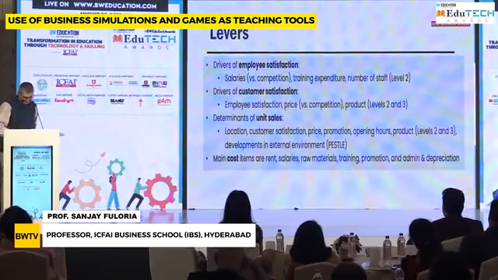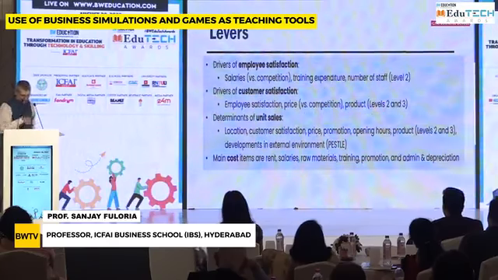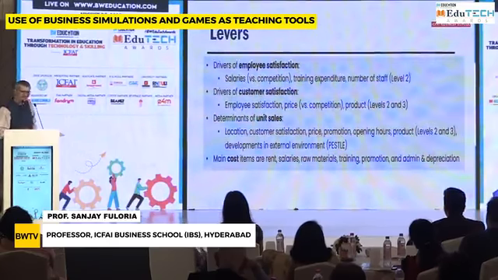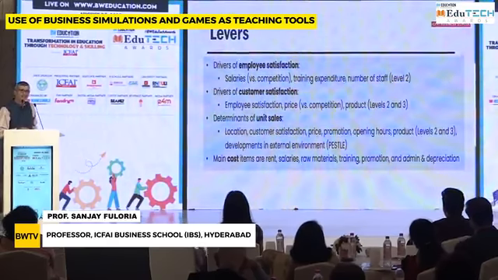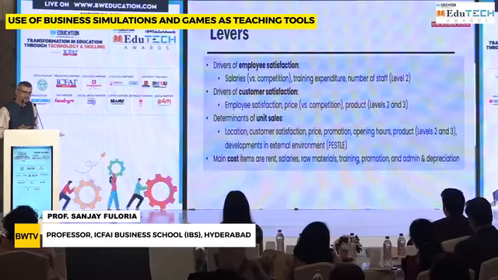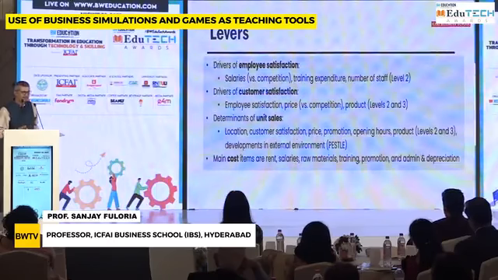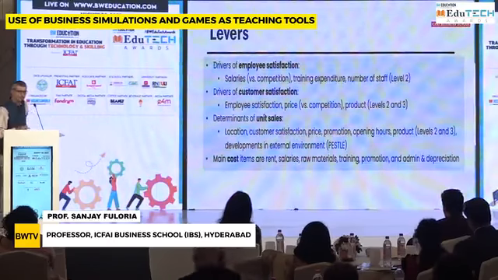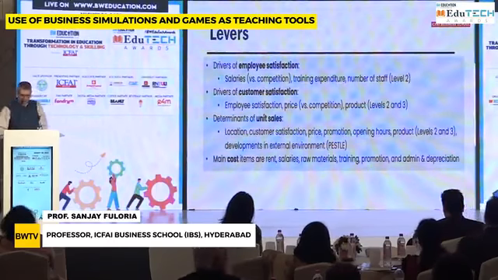So customer satisfaction drivers are employee satisfaction, which you can change. You can change the pricing as well. Then you can decide on having a variety or not. You can plan to have only one variety of the product, or you can have multiple varieties so that the customers don't go back if they don't find their favorite product.